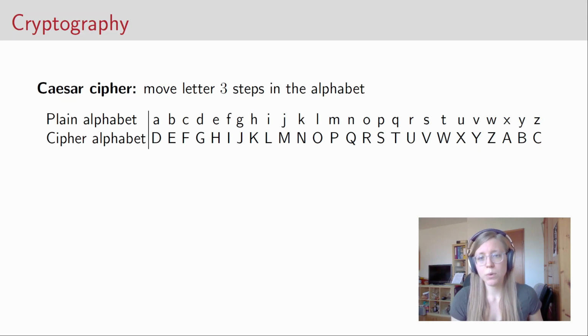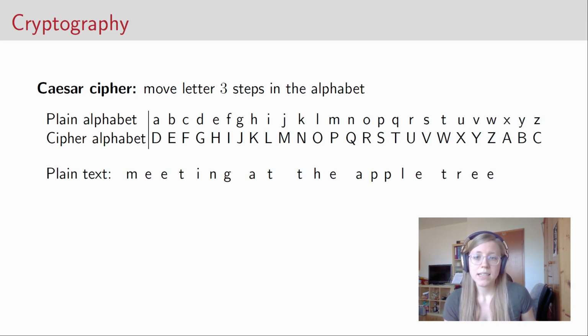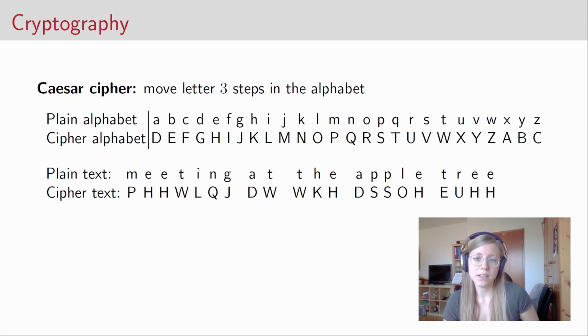Okay, suppose I want to send a message using this encryption scheme. Say I want to tell someone that we're meeting at the apple tree. Then I have to look up how the letter M is encrypted, which is with a P. Next, how the letter E is encrypted, which is an H, and so on. Looking up all the letters yields this message, this ciphertext, which is some unreadable sequence of letters.